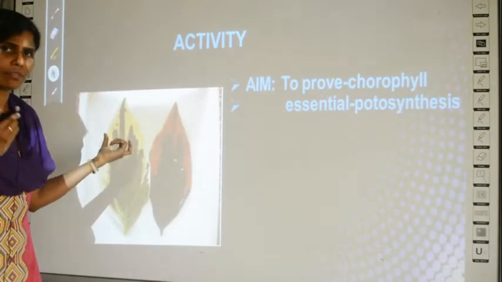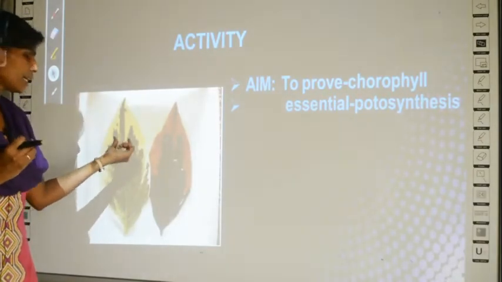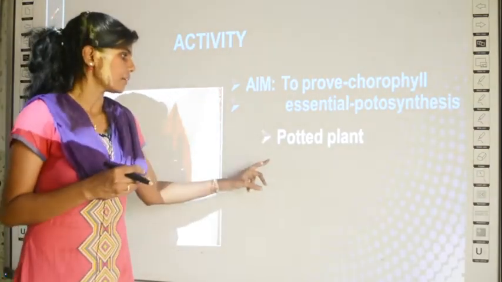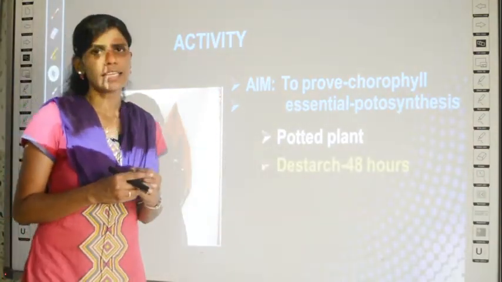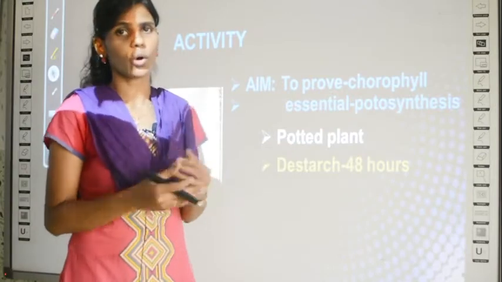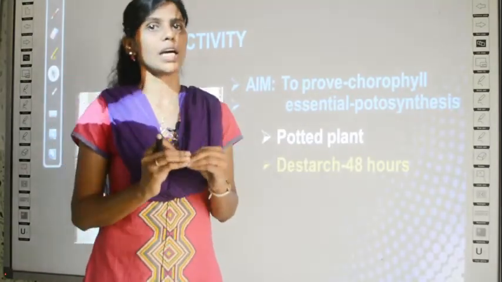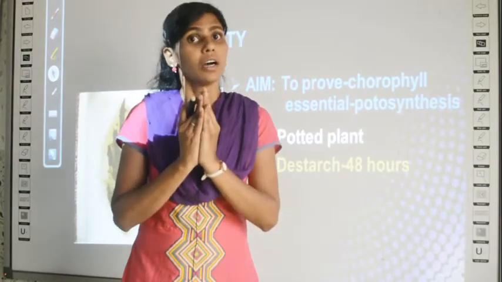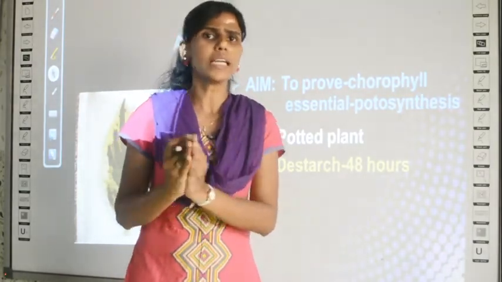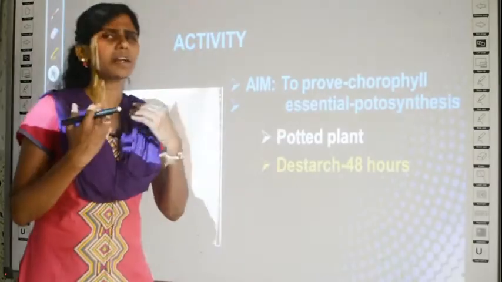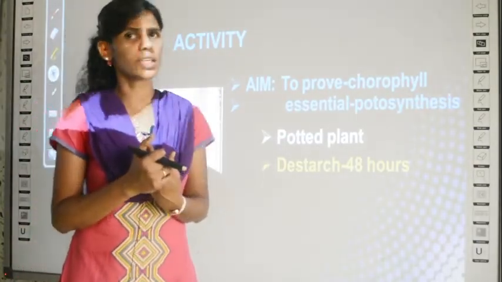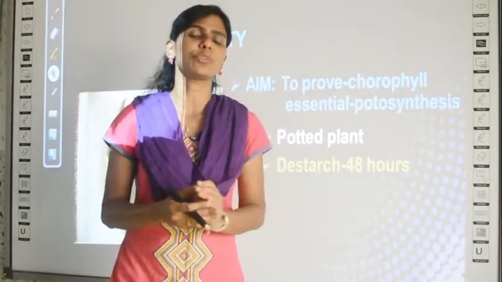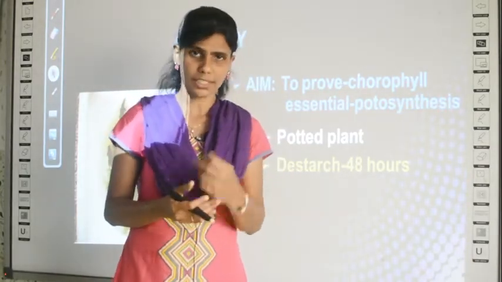So here we have chosen a variegated leaf which is green and yellow in color, and you are going to de-starch it. De-starch means removal of starch. Already in the plant there will be starch because of photosynthesis. The leaves will have starch in them. You are going to de-starch, which means remove the starch. How can you remove the starch? Can you cut the leaf and remove it? No. Just keep it in a dark room for 48 hours. That is, for 2 days.